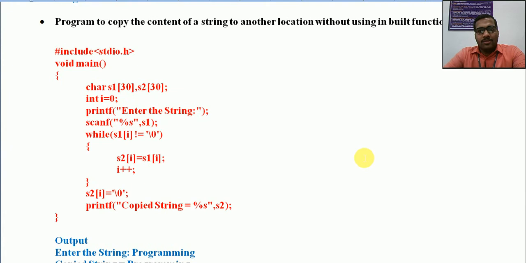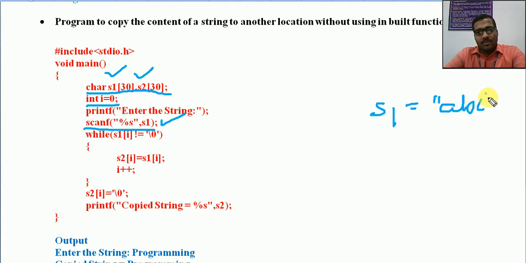So our aim is to copy the content of one string into another string. So we require two strings. In our program, we are declaring two strings s1 and s2 with maximum size 30. Then I am declaring a variable i with initial value 0. Then I am entering a string using scanf, entering the string s1. For example, s1 has the value abc. Assume.